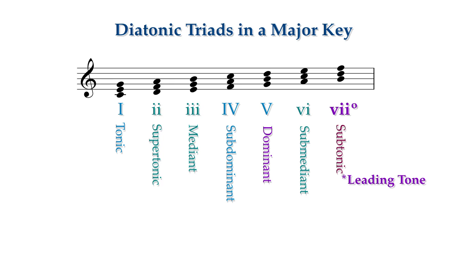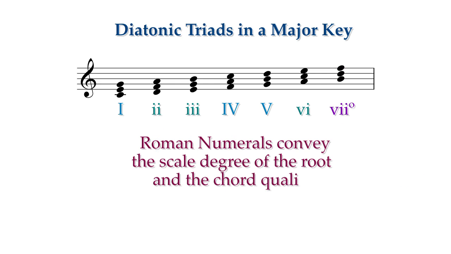The leading tone triad is always diminished. Diminished triads have a minor third and a diminished fifth. Remember, the Roman numeral always tells us what scale degree we are using as the root of the chord. It also indicates the quality of the chord.